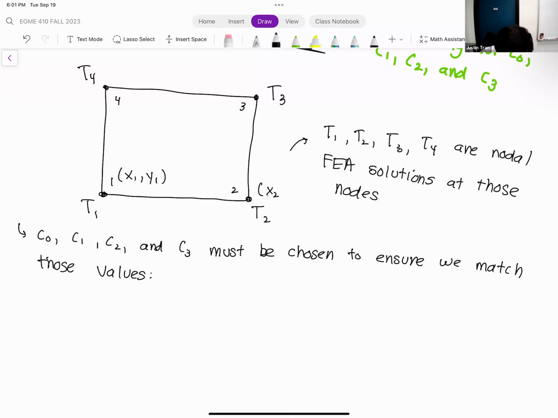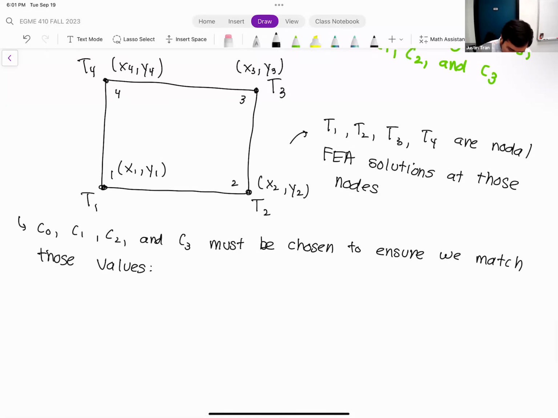For node two, we're going to assume its physical location is x2, y2. For node three, it's going to be x3, y3. And node four is x4, y4. Okay. And so basically what we have here is that when we apply our shape functions at x1 and y1, our solution has to be equal to T of x1, y1. And so we plug that into our shape function, we get c0 plus c1 x1 plus c2 y1 plus c3 x1 y1. This has to equal t1.